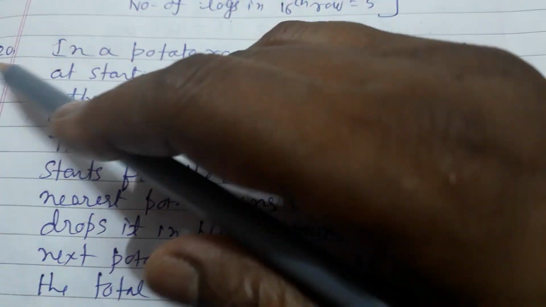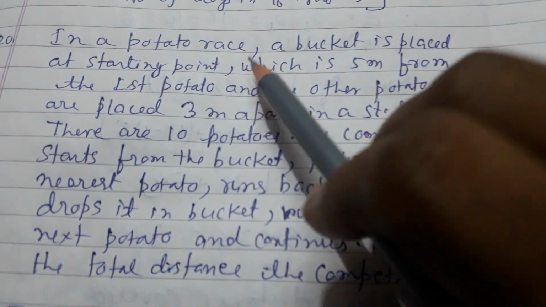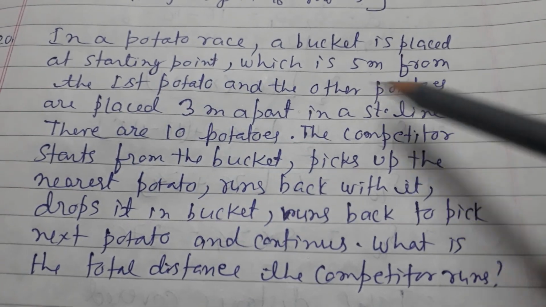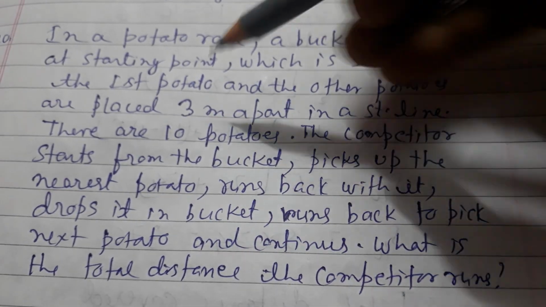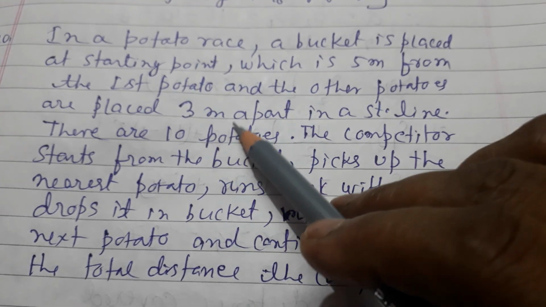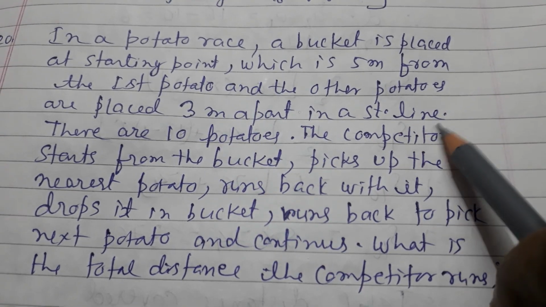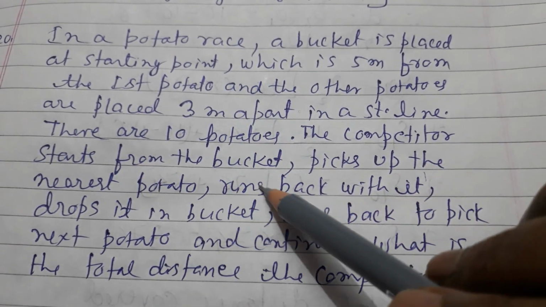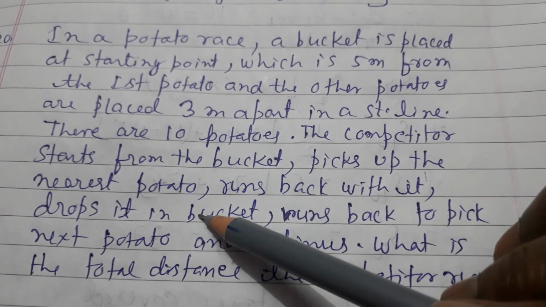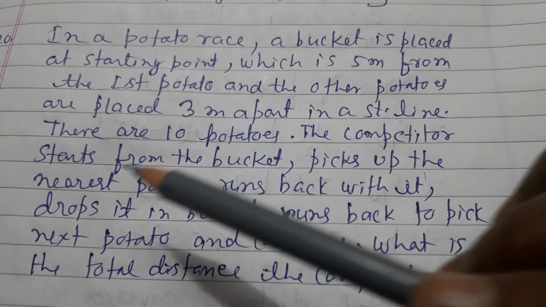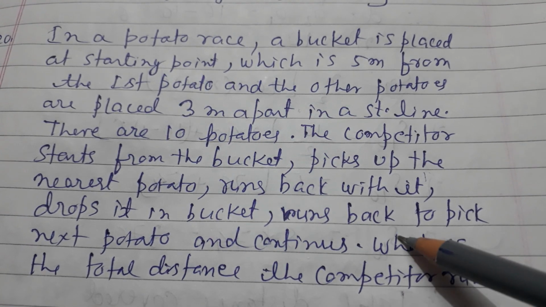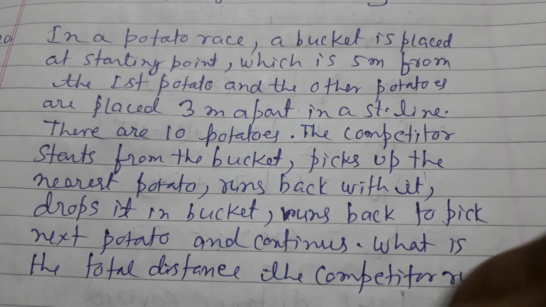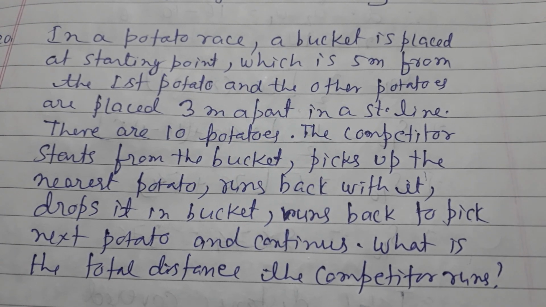Now next question 20. In a potato race, a bucket is placed at the starting point, which is 5 meters from the first potato, and the other potatoes are placed 3 meters apart in a straight line. There are 10 potatoes. The competitor starts from the bucket, picks up the nearest potato, runs back with it, drops it in the bucket, runs back to pick the next potato and continues. What is the total distance the competitor runs?